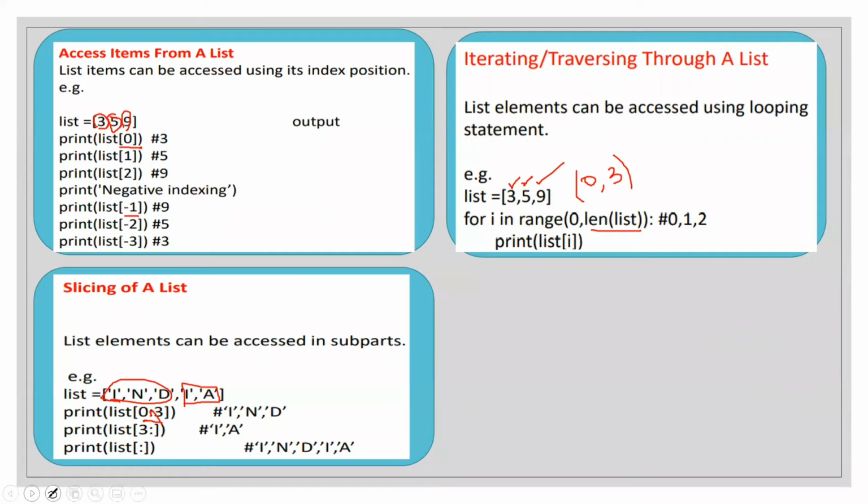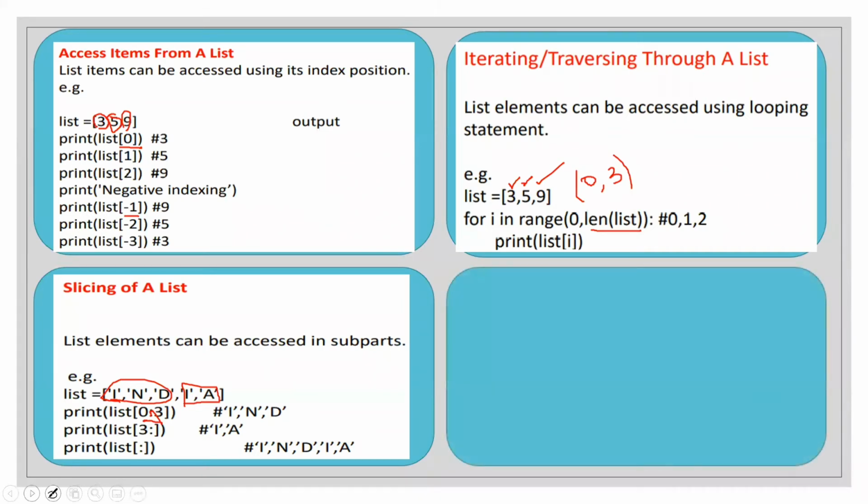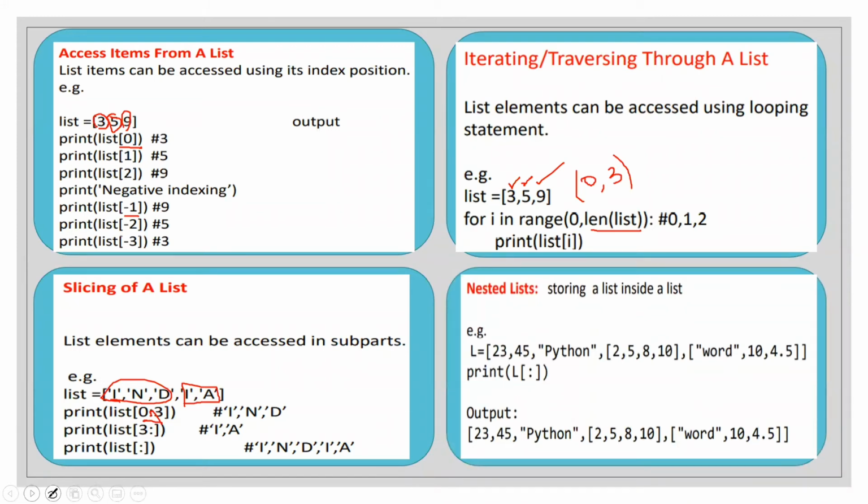So I hope these three things are clear: accessing elements, retrieving elements, and slicing elements. Then we have nested lists. The word nested is used in almost all data types. Nested means that you have a list inside another list. For example, this is a list which starts from here and ends here. These are the two brackets. Then inside the list, you have an element. This is one whole element, which is a list. And this is another element, which is another list. You can have another list inside this also.